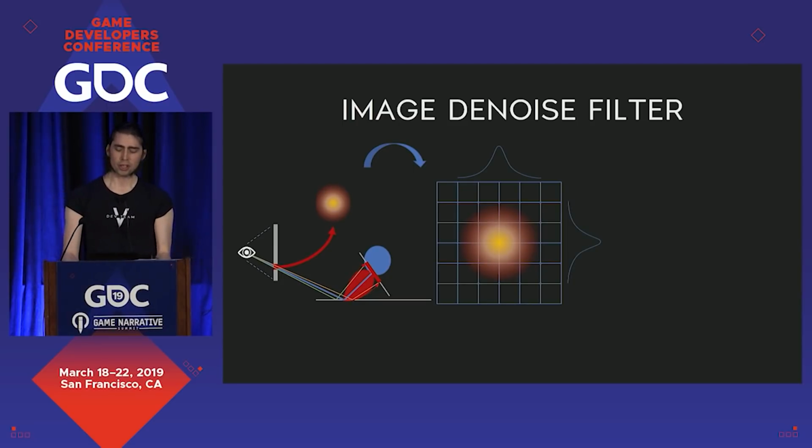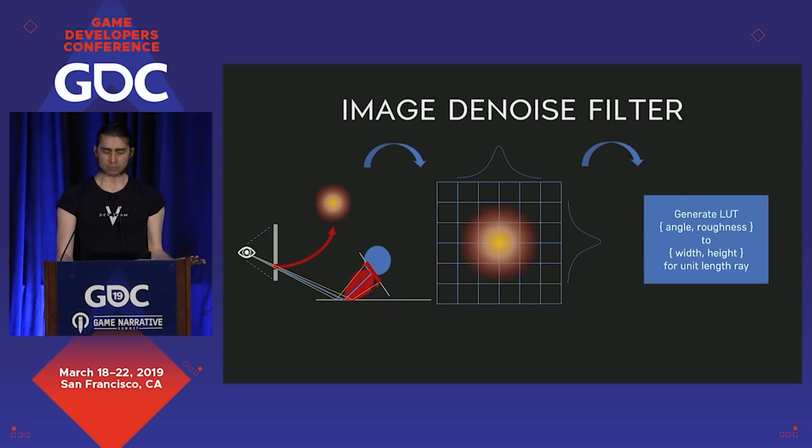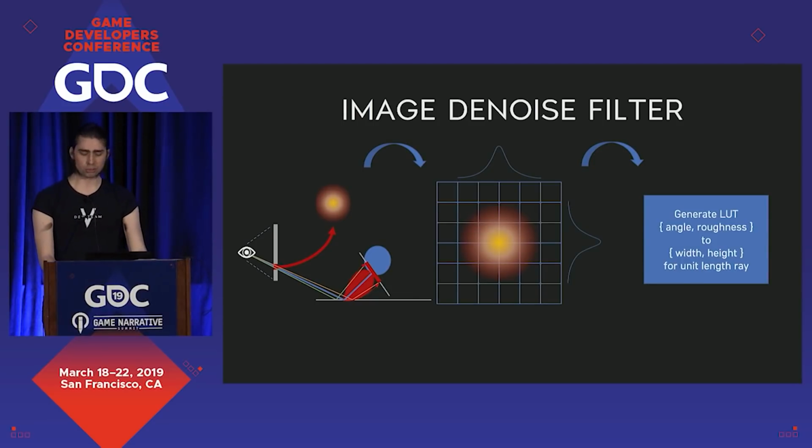We do that offline. Then we generate a lookup texture, where based on angle and roughness, you can fetch the width and height for a unit length ray t for the current screen. Then you just have to multiply that by ray t, and you have your screen space kernel. Then you have a Gaussian you can run. Great.